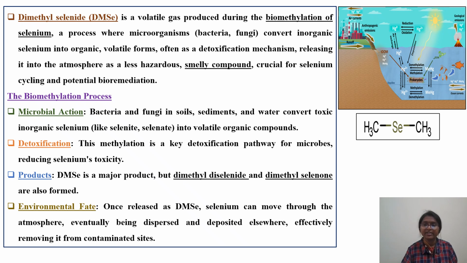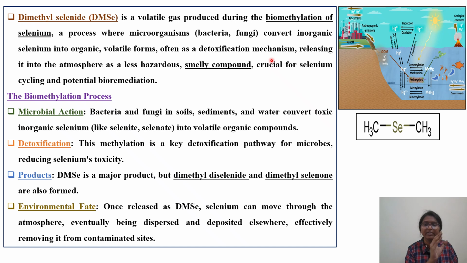Now we'll read about the third one, dimethyl selenide, which comes from the metal selenium. It is a volatile gas produced during biomethylation of selenium. First we read about mercury, second arsenic, and third we are talking about selenium. It is a process where microorganisms, bacteria and fungi, convert inorganic selenium into an organic form, just as inorganic mercury to organic, inorganic arsenic to this one. A volatile form, often a detoxification mechanism.